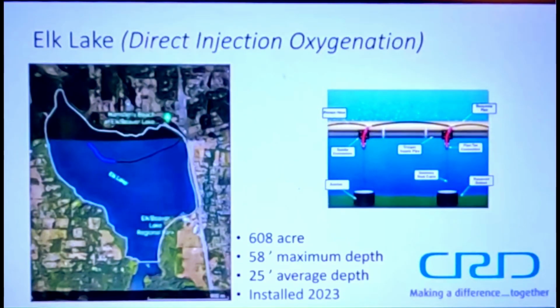Elk Lake is a direct oxygen injection system. It's up in Victoria, Canada. It's 608 acres, maximum depth of 58 feet. It was installed in 2023. The focus of this project was kind of twofold. We were given a phosphorus budget, and we were given a caveat that we need to maintain trout. So we have to maintain cold water fish habitat.